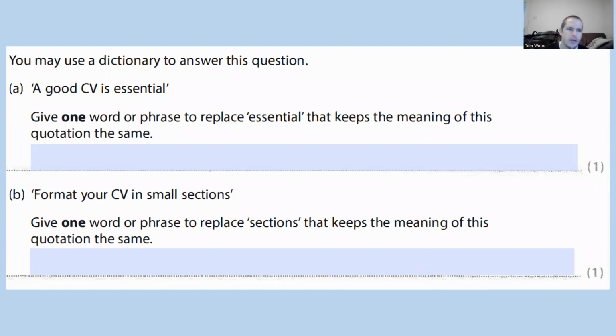So we've got a good CV is essential. Okay, so we're looking for a different word for essential there. And again, you can use a dictionary, do remember that. So format your CV into small sections. The best way of looking at these is just think about the word and just think, well, what does it mean? If you were to write a description for that word, essentially put that description into the question. So again, have a quick go and see how we do with this.